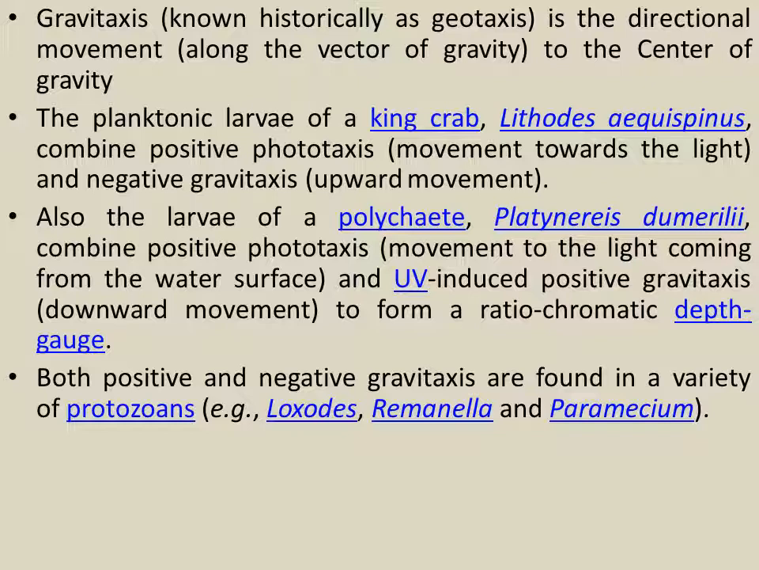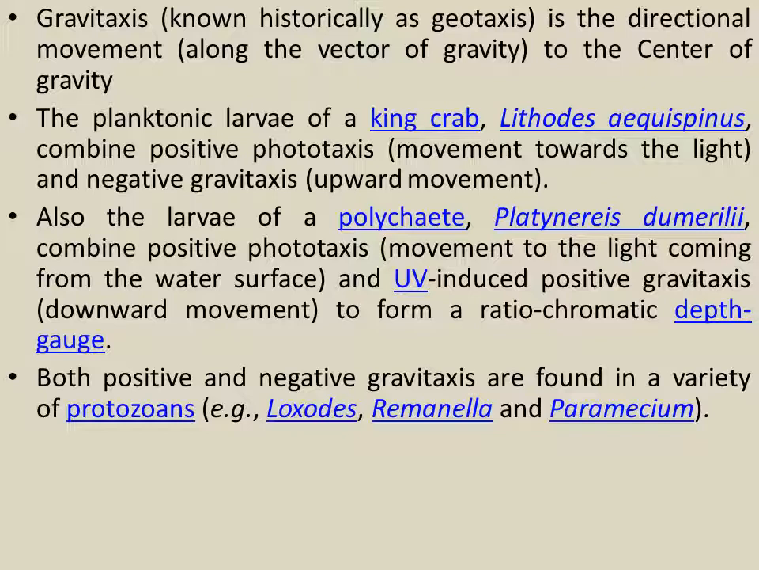The planktonic larvae of a king crab, Lithodus species, combine positive phototaxis, that is movement towards the light, and negative gravitaxis, that is upward movement. So both things simultaneously: photo, moving towards light, and gravi, as related to gravitational, but towards light therefore positive, against gravity therefore negative.